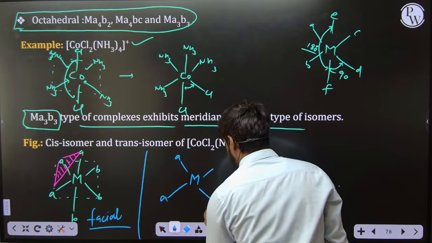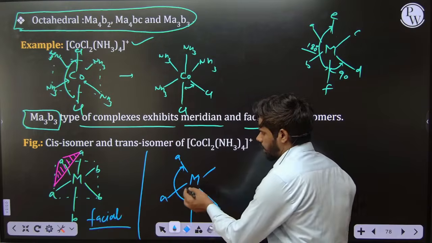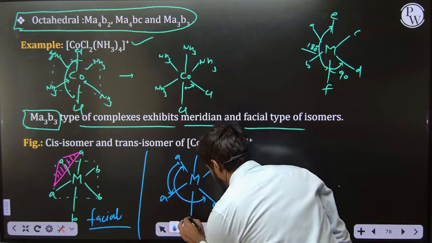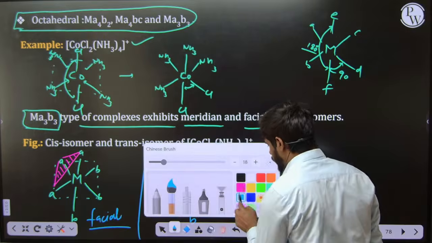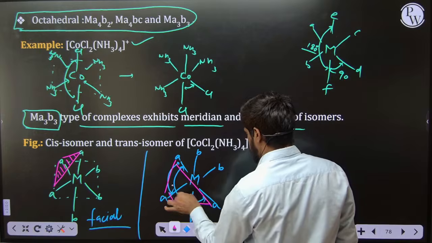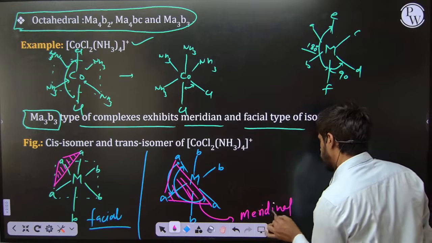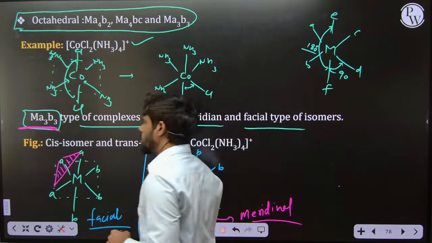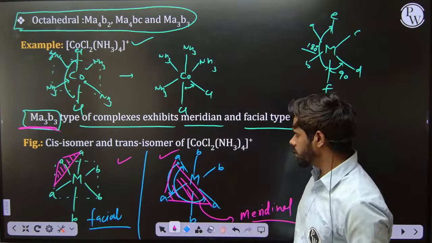When one ligand is at an extreme position and the other two are adjacent, then we can say that this is the meridional isomer. So these are the two types of isomers possible in the case of MA3B3 type of complex: facial and meridional.